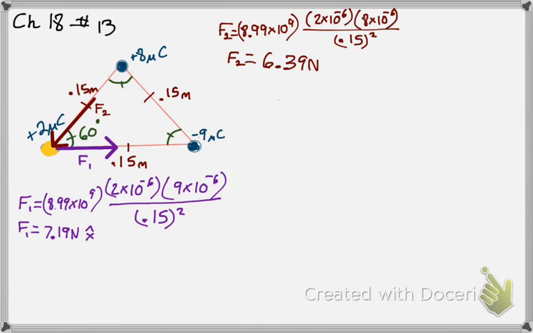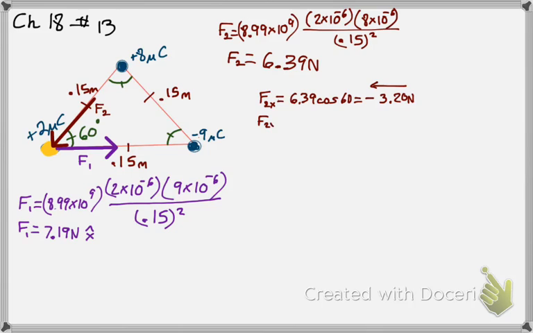Now, since we're going to have to add F1 and F2 together, we need to find out their components. F1's easy because it only has an x component. F2 has an x and a y component, so we've got to figure out what the x component is. Luckily, we know the angle is 60 degrees. We use trig. We use the sine to find the y component and the cosine to find the x. So to find the x component, we do 6.39 newtons times cosine of 60 degrees, and we get 3.20 newtons. And it's negative because if you look at the arrow, the x component is pointing to the left.